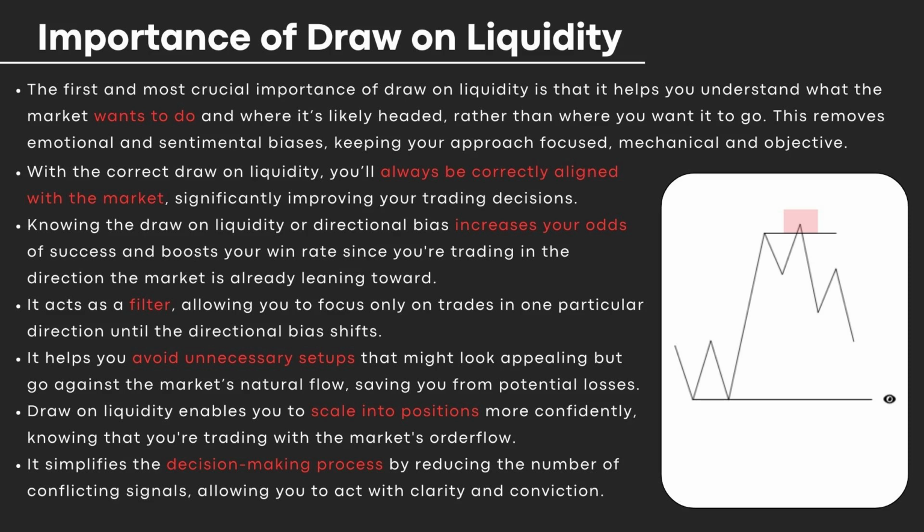Drawn liquidity and directional bias act as a filter for you, right? And it allows you to focus only on the trades in one particular direction, the direction of the drawn liquidity, until there is a change in the market dynamics and the directional bias shifts, right? This way, for a specific period of time, you'll filter out half of the market movements, which would be deemed inaccurate or lower probability for you since they are in the counter direction.